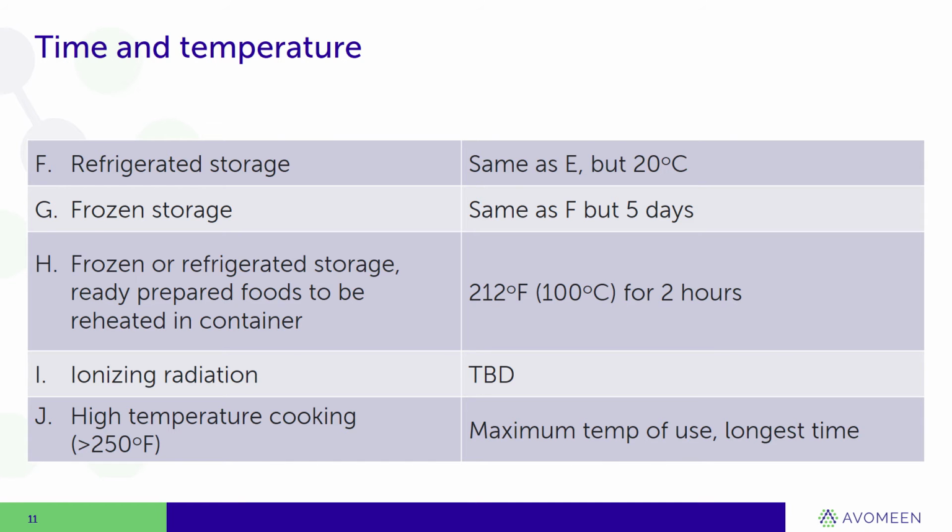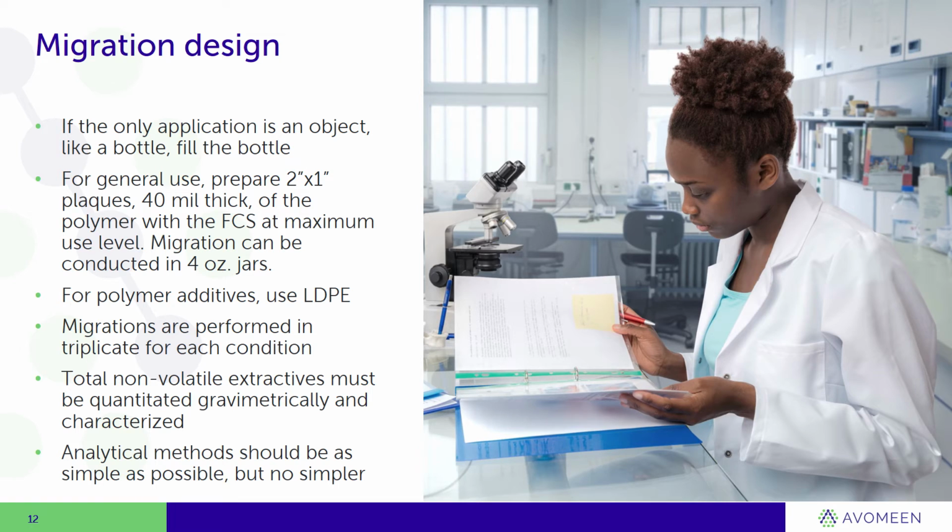that's published. Now, if the only application is a bottle, then just fill the bottle. It's very simple. You just use the bottle, use the jar, you fill it. But in many cases, people say, well, I have a polymer, and it's going to be cast into many different forms. And so I don't want to use a particular object. I just want to give you plaques of the plastic, and you can get it approved. And yes, that's possible as well.